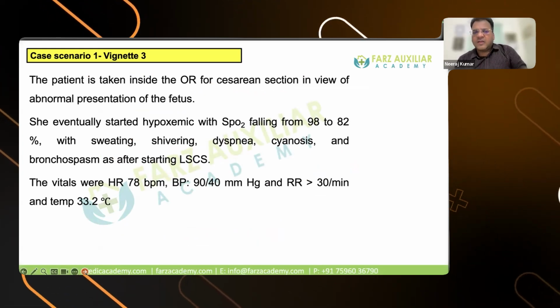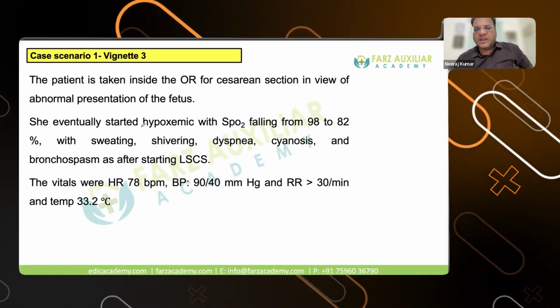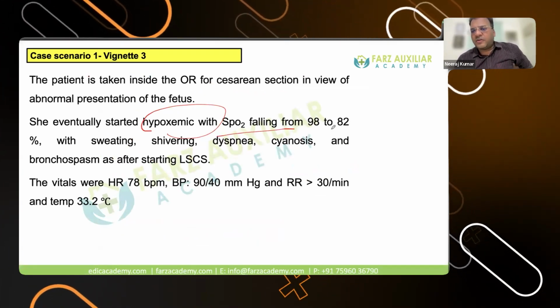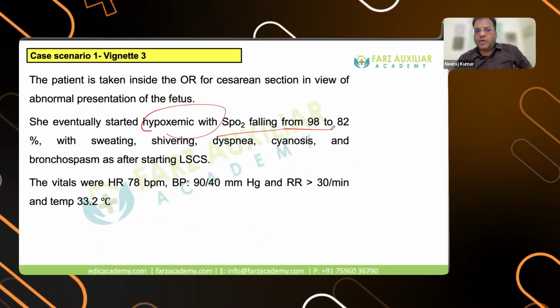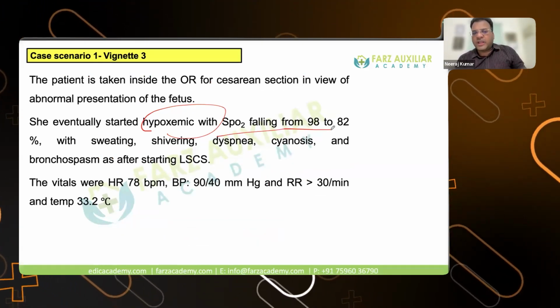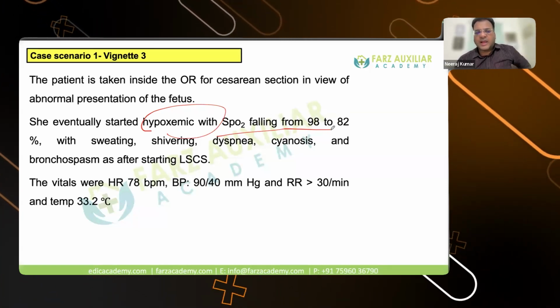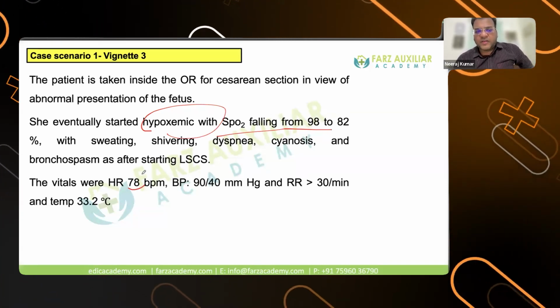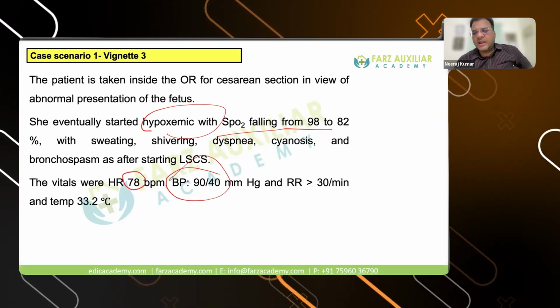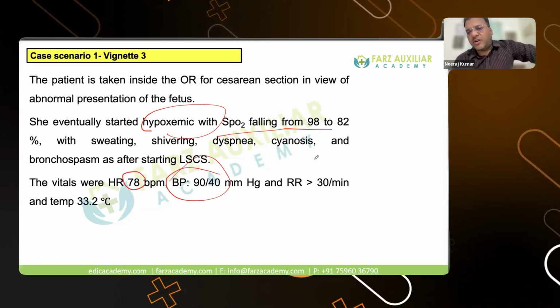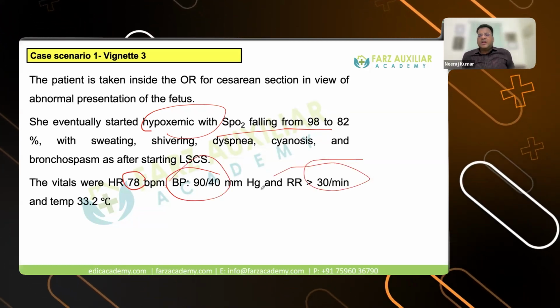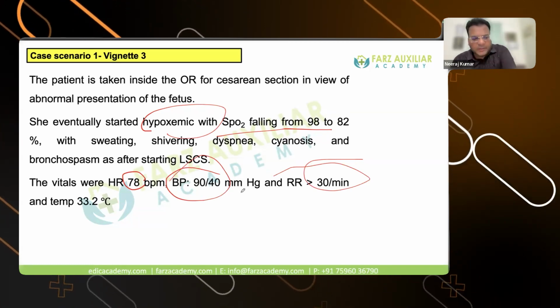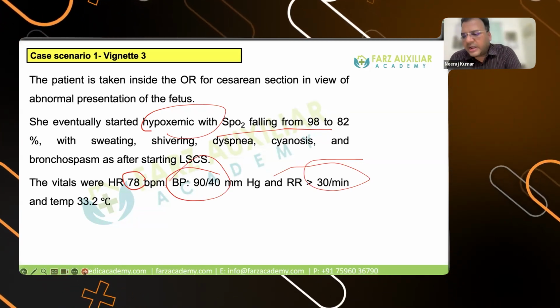After starting LSCS, the patient was hypoxemic. The SpO2 was drastically falling from 98 to 82%. The patient started sweating, shivering, with dyspnea, cyanosis, and bronchospasm. The heart rate was 78, the BP fell very rapidly to 90/40, and the patient was very tachypneic as well. So at this point of time, what differential diagnosis will you make in your mind?